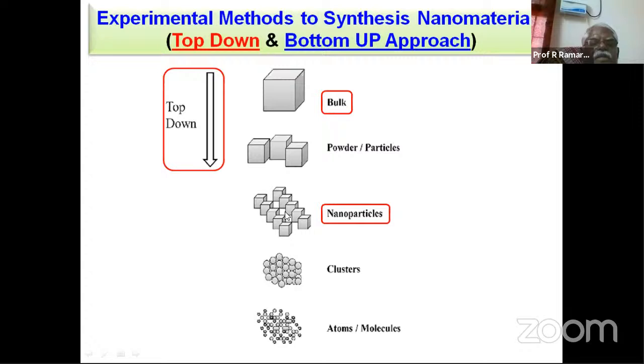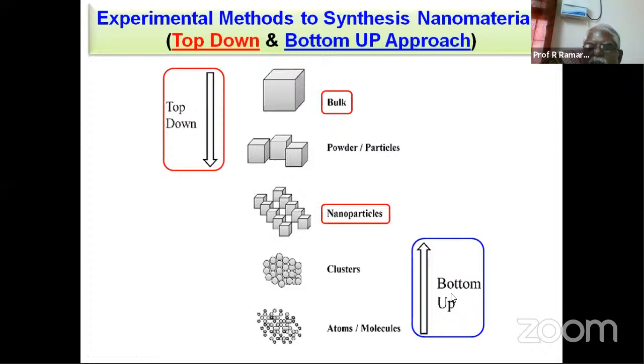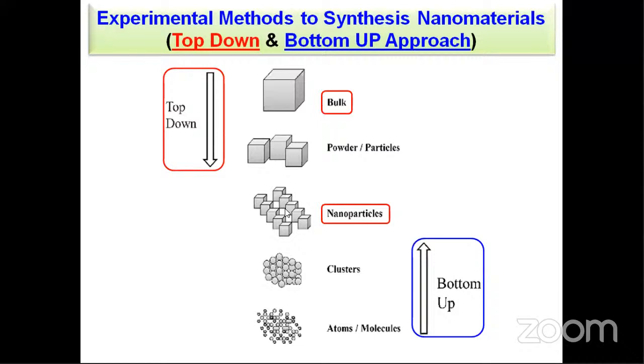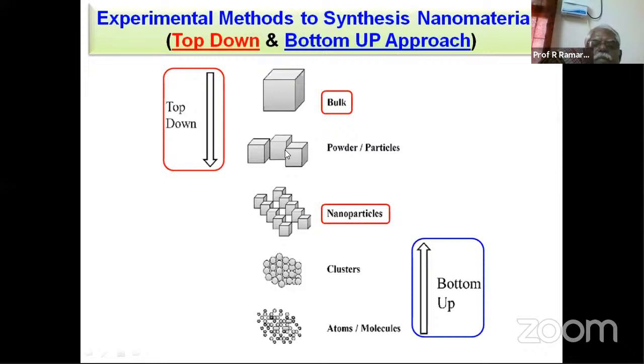Instead, if you go with the bottom-up approach, bottom means you start from the bottom, the atom, then slowly go up. The atoms join together and 10, 20 atoms form a cluster. The clusters join together to form a small particle, that is a nanoparticle. The nanoparticles further join together to get a powder. This is what you see in the chemistry laboratory, a colored powder or a white powder. So in the chemistry laboratory, you are at this powder stage. Then further you go into bulk. The bulk is nothing but things like an iron rod, whatever bulk material you see.